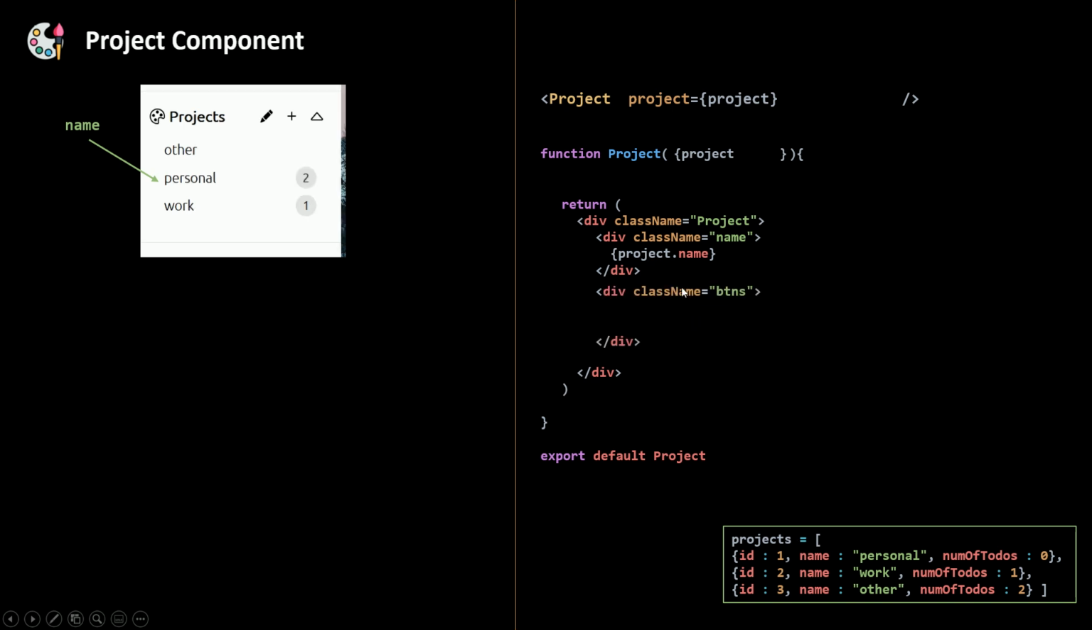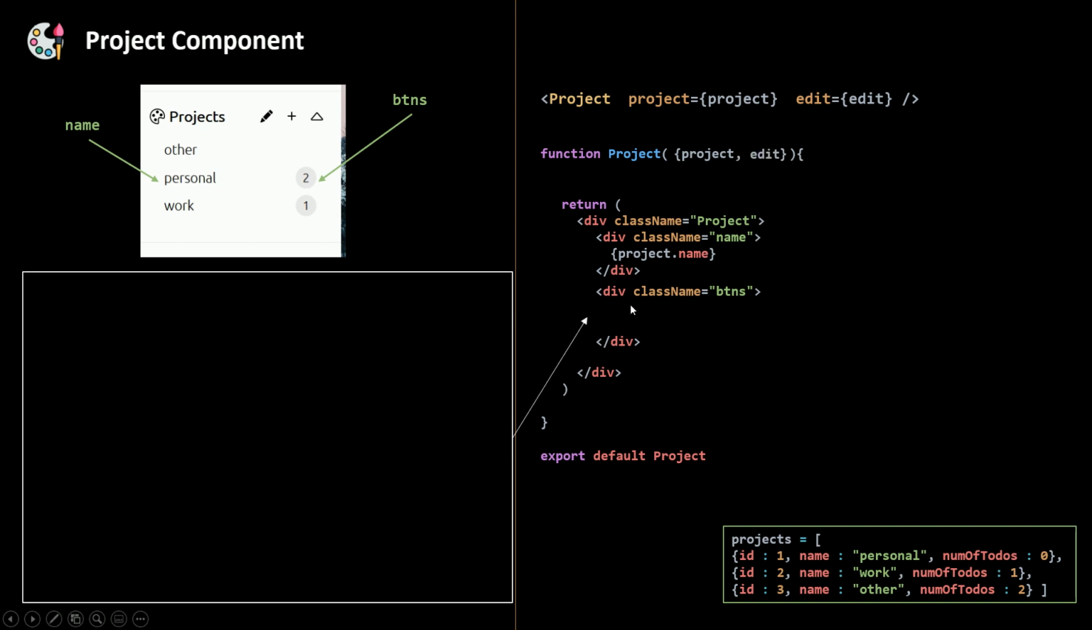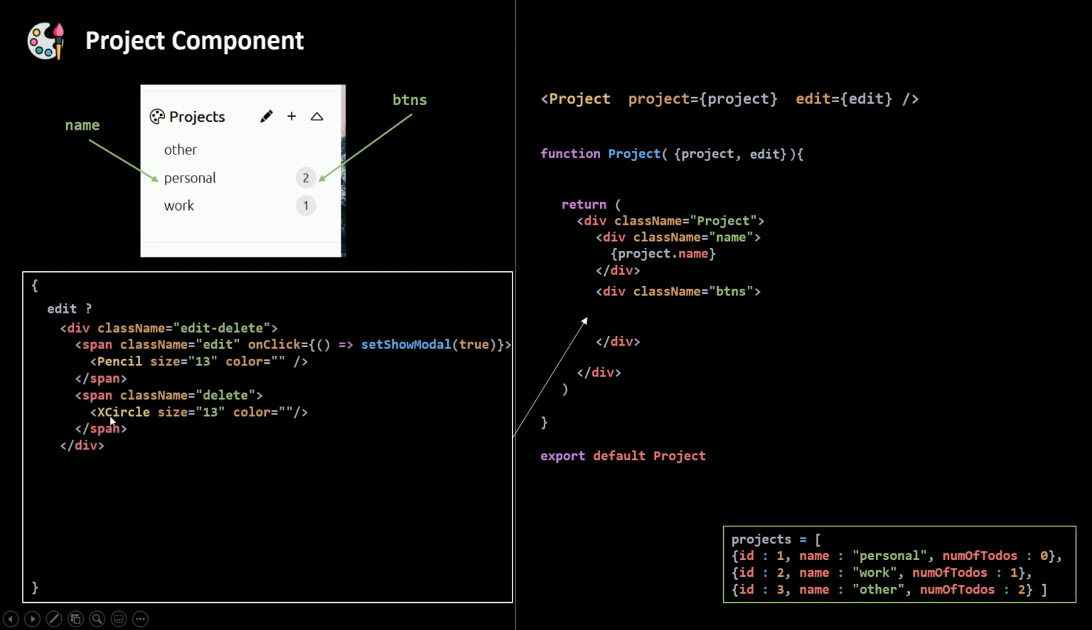And then at the bottom here is gonna be our buttons. When I click on the edit button here, I can show either the number of to-dos or the two buttons, edit and delete. So I will need to grab the edit here also, and then what's gonna go inside our div here is some JavaScript. So then I'm gonna use a ternary operator. If the edit is true, I'm gonna show the pencil and the X, these two buttons, the edit and delete button. If it's not, else, I'm gonna show the number of to-dos.